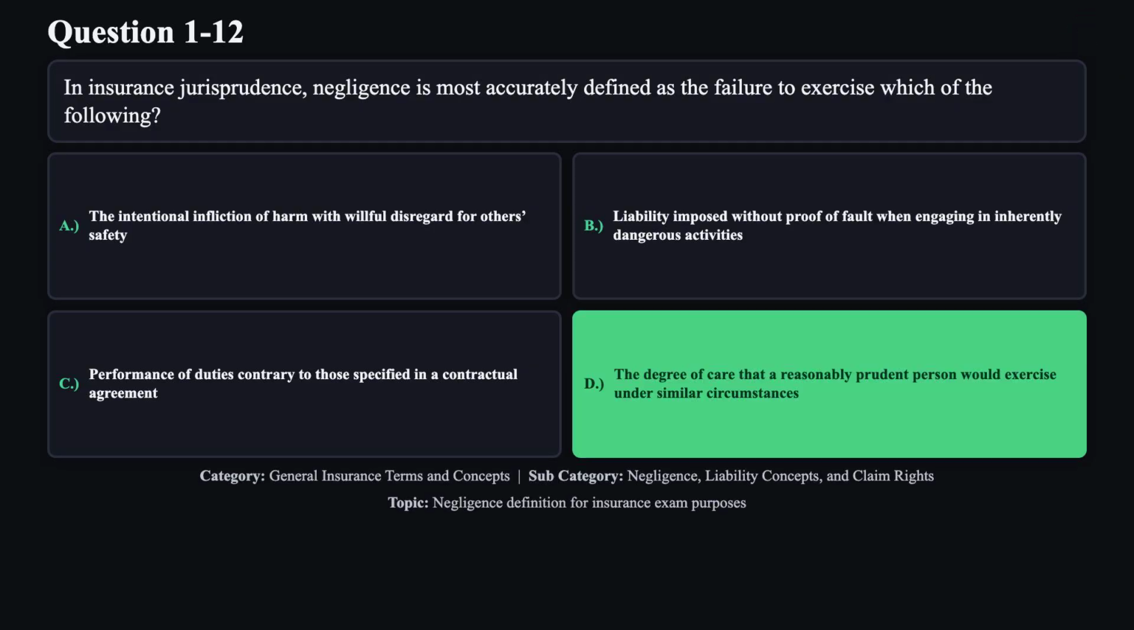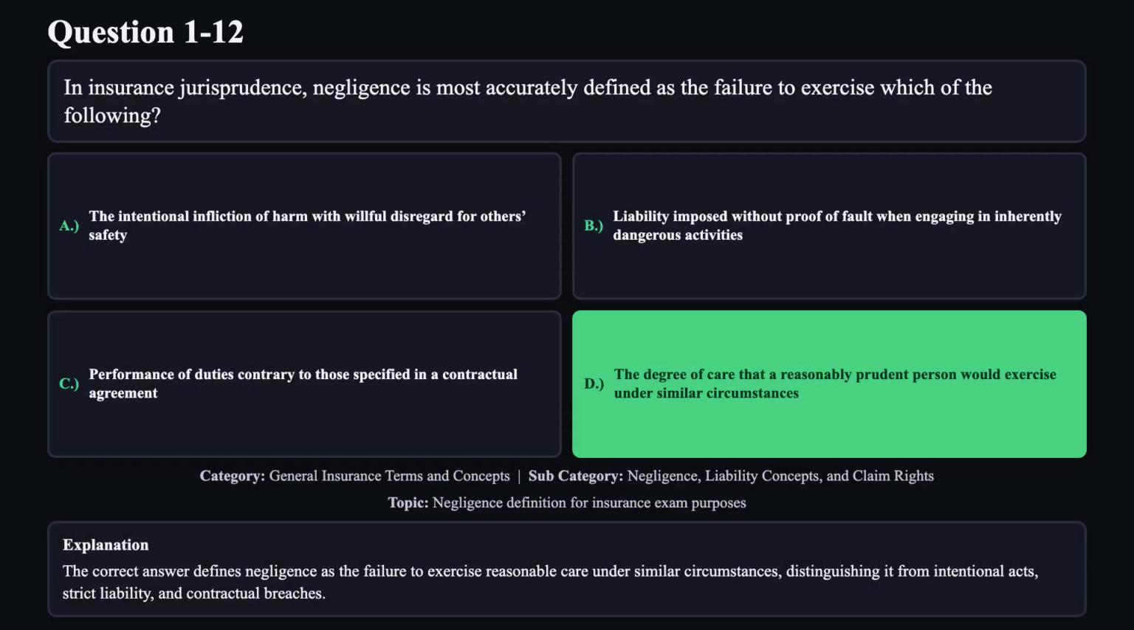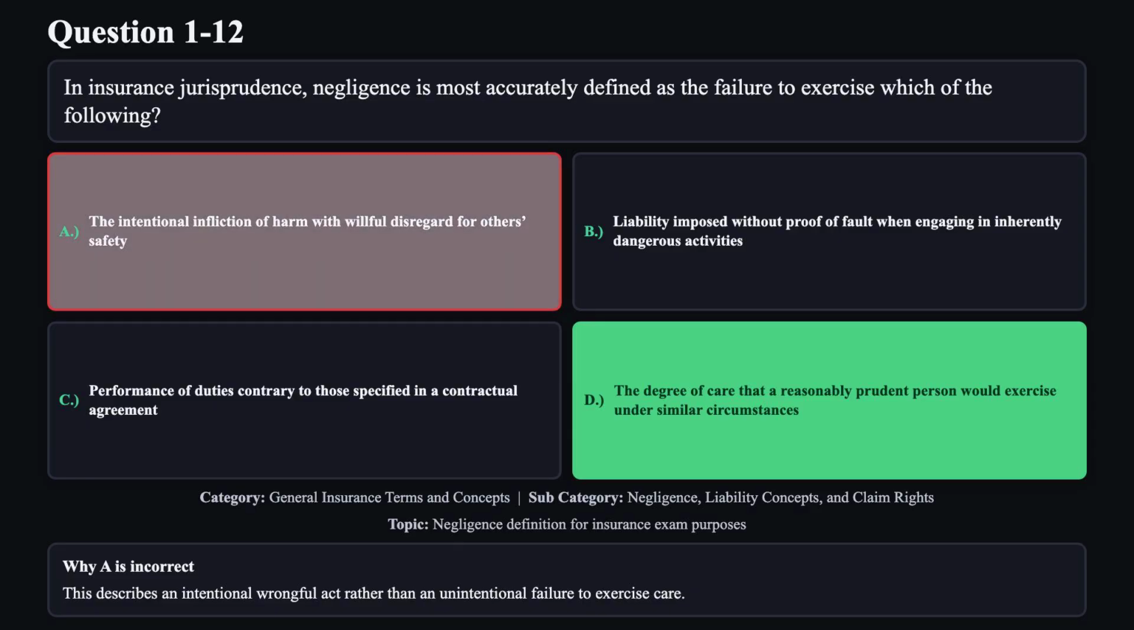The correct answer is D. The correct answer defines negligence as the failure to exercise reasonable care under similar circumstances, distinguishing it from intentional acts, strict liability, and contractual breaches. Reason A is not correct. This describes an intentional wrongful act rather than an unintentional failure to exercise care.